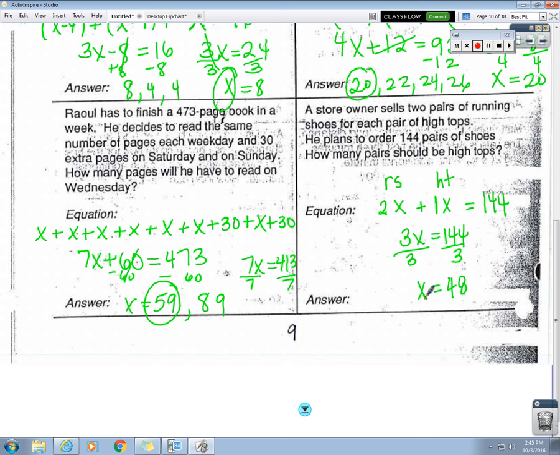Okay, does regular x represent high tops or running shoes? No. 2x represents running shoes, 1x represents high tops. And that's what they wanted to know, so that's your answer. Had they been asking for running shoes, what would your answer have been? Which would be 2 times 48, so 96 pairs of running shoes.